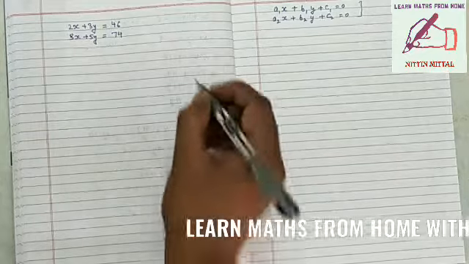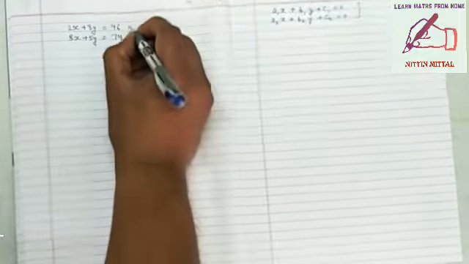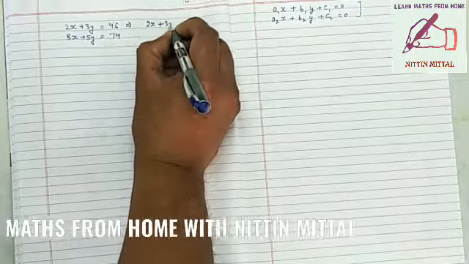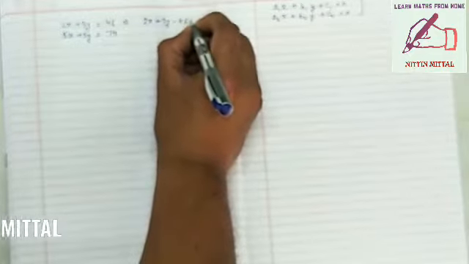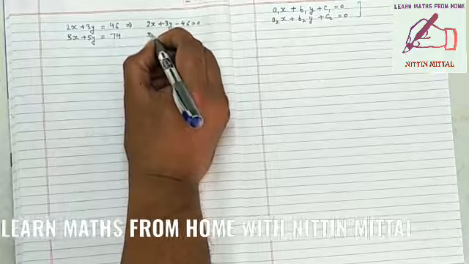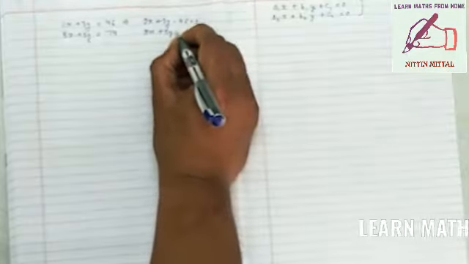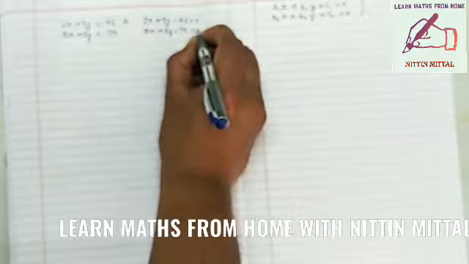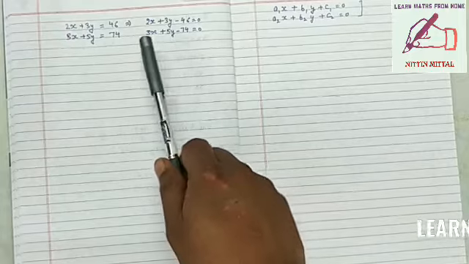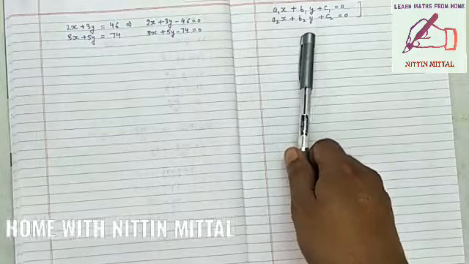Now we will write the given equations according to this. So this equation we will rewrite as 2x plus 3y minus 46 equal to 0. So all the terms should be on the left hand side. 3x plus 5y minus 74 equal to 0. Right? Now see, we have written the pair of linear equations exactly like the standard form.